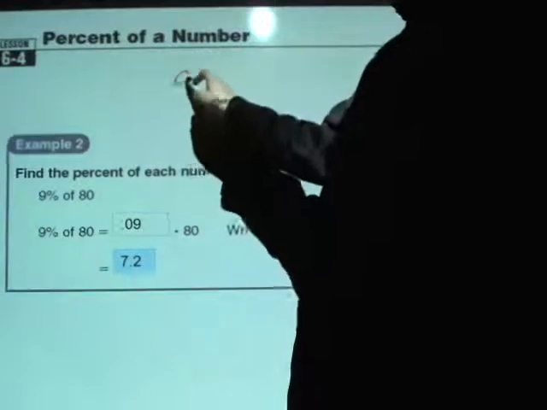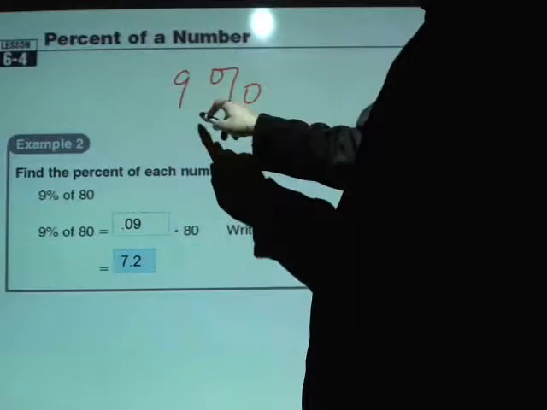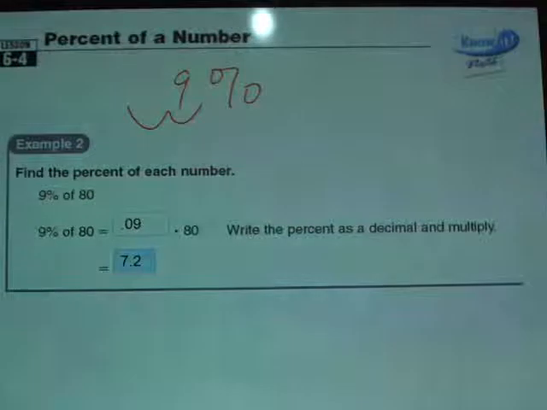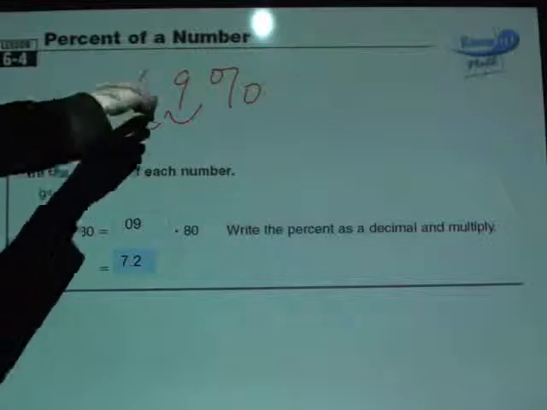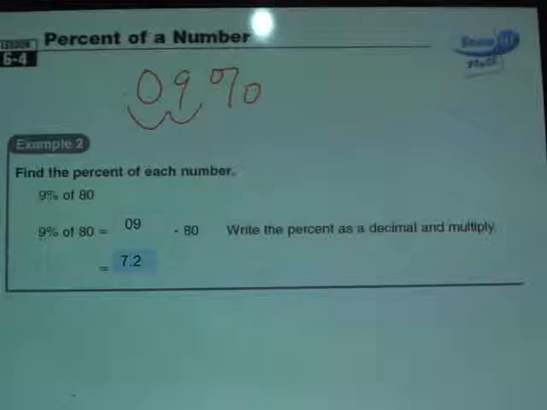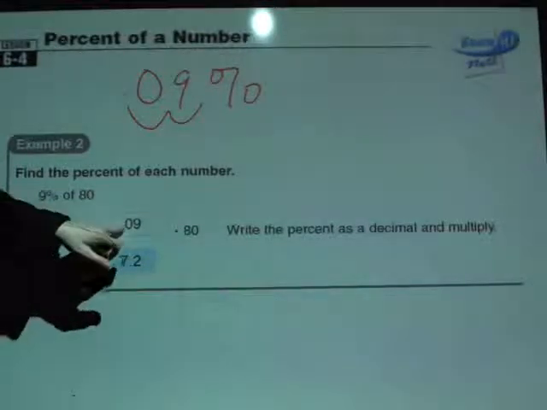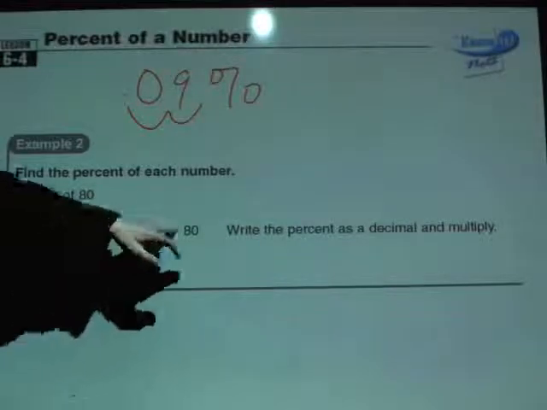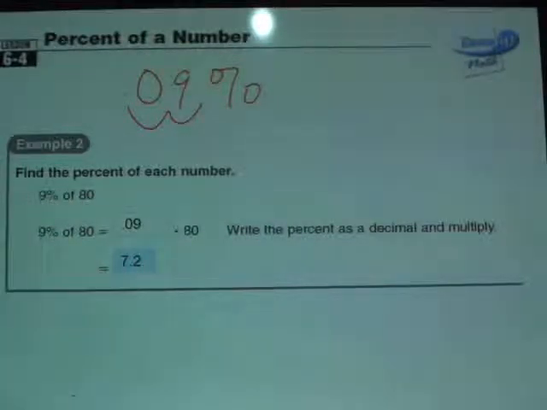Well, 9%, when I move that decimal twice to the left, as you can see, that second jump there happens to be an empty jump. Well, as you know, that means that's going to end up filling in with the 0 there. So that's going to give me 0.09, and I'm going to get rid of the percent sign, and that's 0.09 final. 9% changes into 0.09, multiplied by 80, and that's 7.2. So 9% of 80 is 7.2.